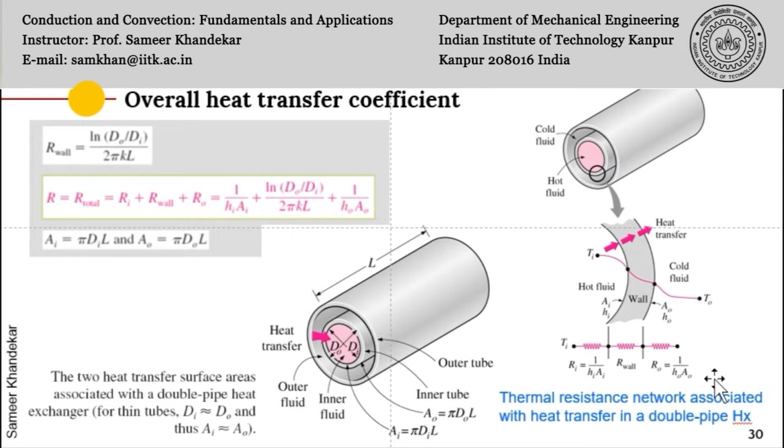So if you add the three resistances in totality, it comes out to be R total is equal to Ri plus R wall plus Ro, which is 1 upon HiAi plus ln(do/di) divided by 2 pi kL, which is the diffusion resistance in the cylindrical coordinate system, which we have derived long back, plus 1 upon HoAo. Naturally, Ai and Ao are the respective heat transfer areas, which are pi into di into L for the inside portion of the pipe, and Ao will be equal to pi into Do into L, which is the outside of the pipe.